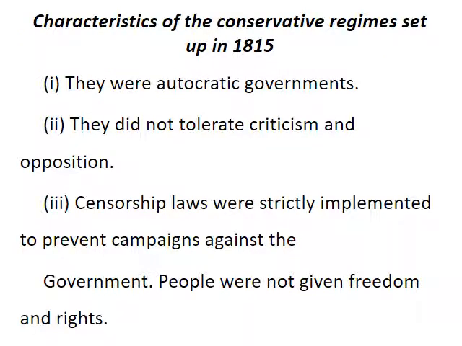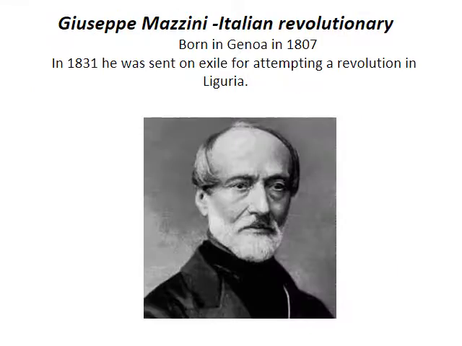Characteristics of the conservative regime set up in 1815. They were autocratic governments. They did not tolerate criticism and opposition. Censorship laws were strictly implemented to prevent campaigns against the government. People were not given freedom and rights.